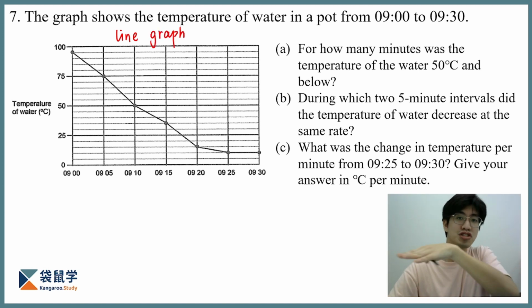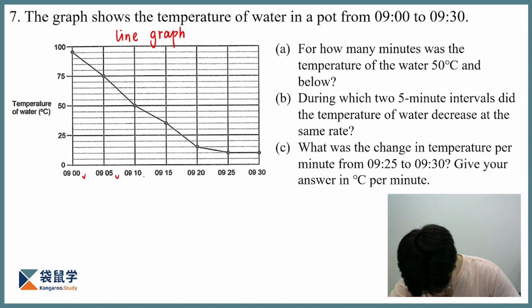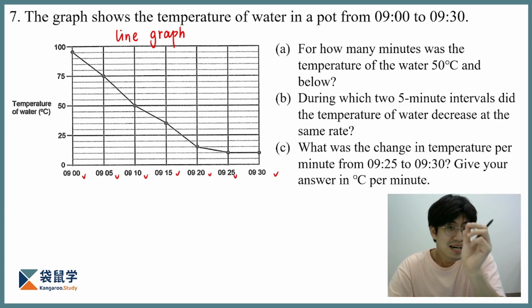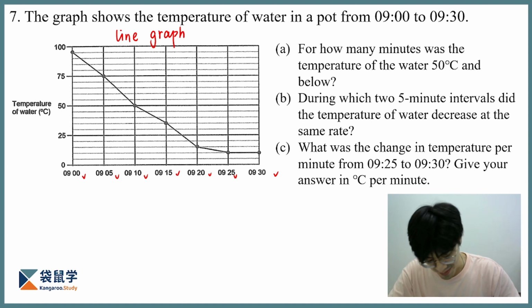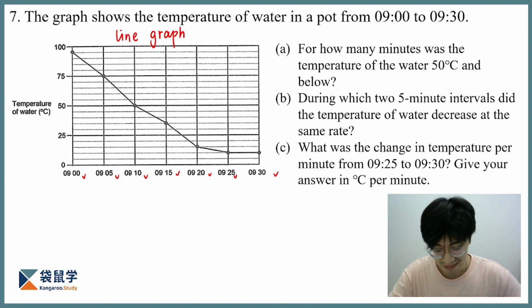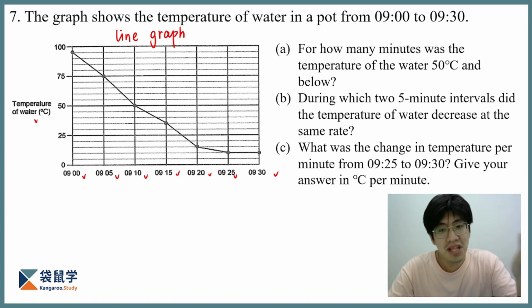And what does the horizontal axis of this line graph tell us? All these numbers over here are the time, and you can notice that they are split apart by 5-minute intervals. And what about the vertical axis? The vertical axis is the temperature of the water. So now that we understand this graph, only then do we move into the questions.